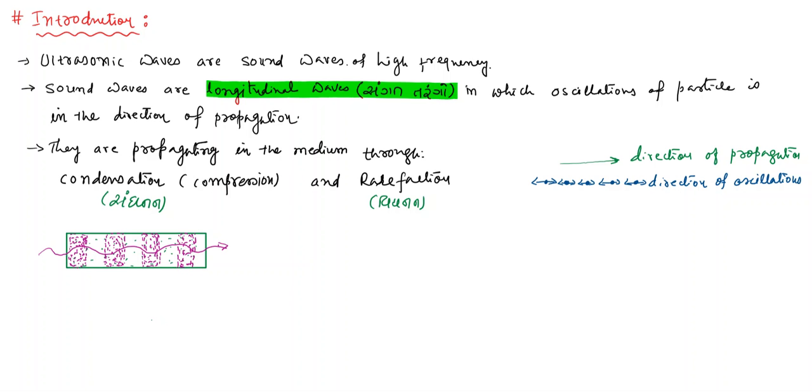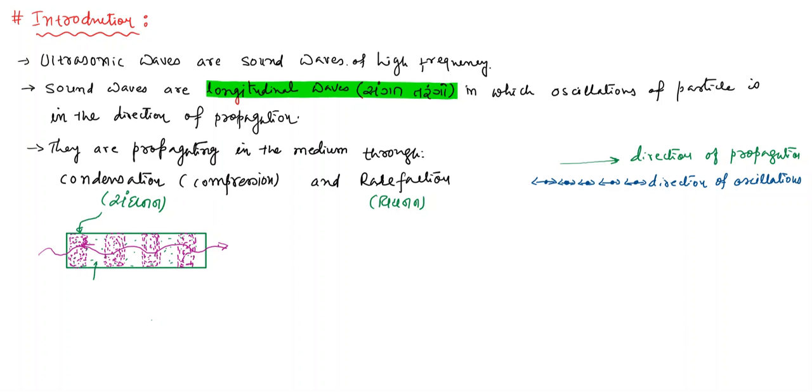So this type of region is formed when the wave is propagating in the medium. Whenever the particles, suppose this particle is oscillating in this direction, these particles come close to each other and here the particle density increases. So wherever particle density increases, we say that condensation or compression is formed at that point.